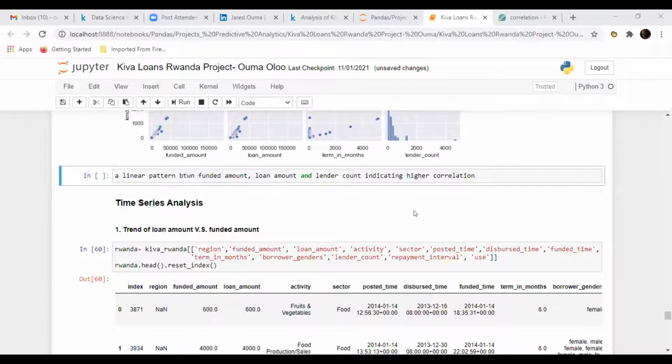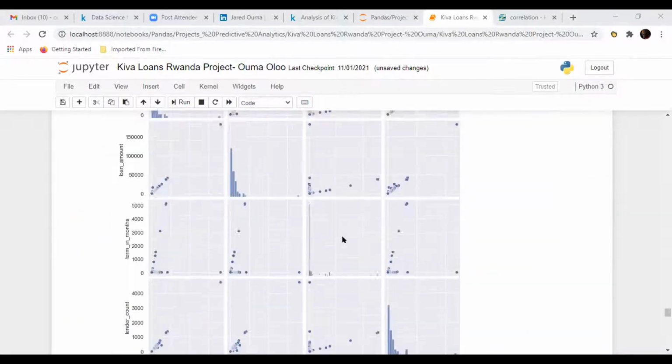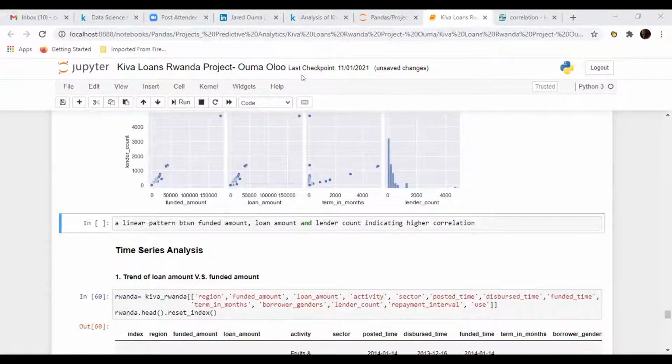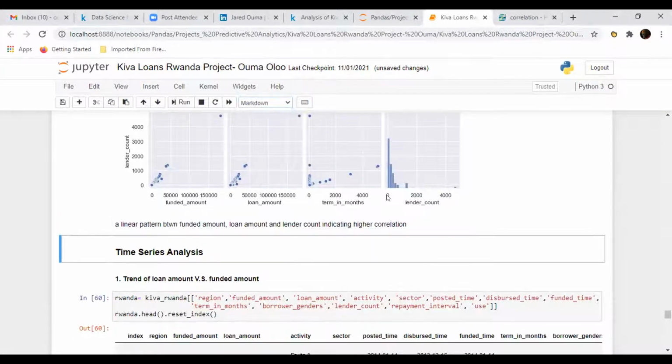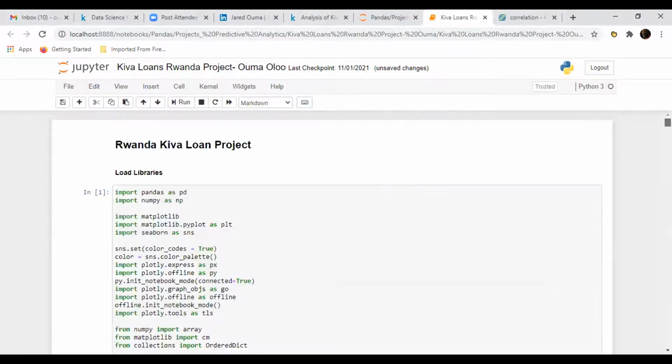Yeah, so I hope everyone can see my screen. Let me just go up. So I picked on Rwanda, Kiva loans. So that was my project.